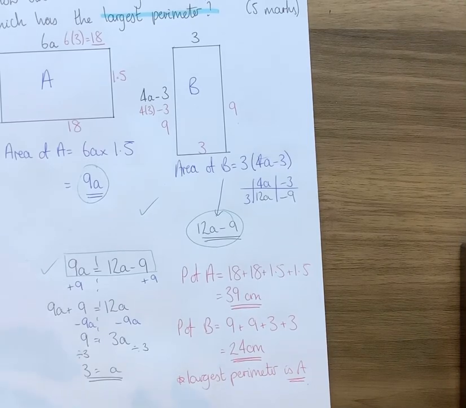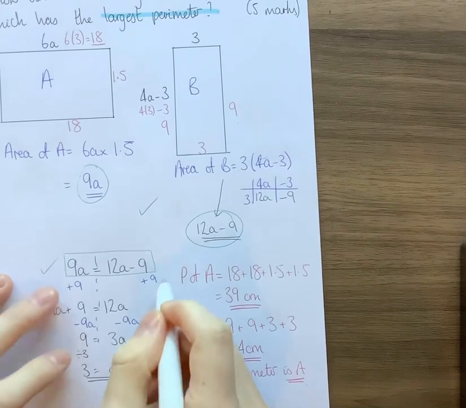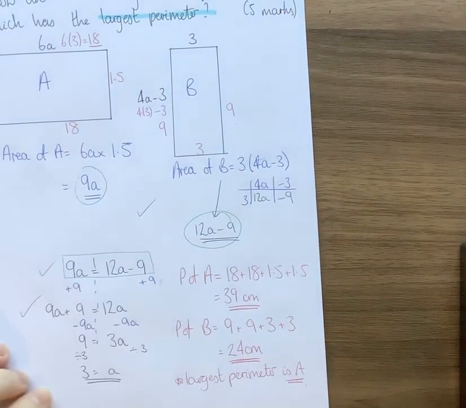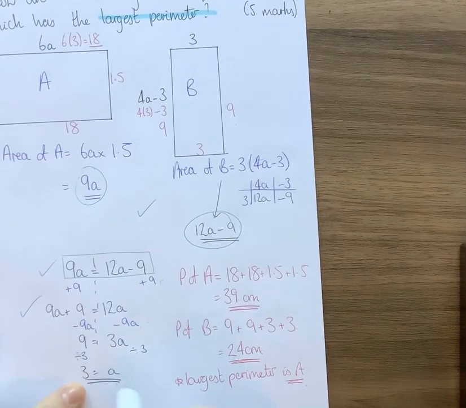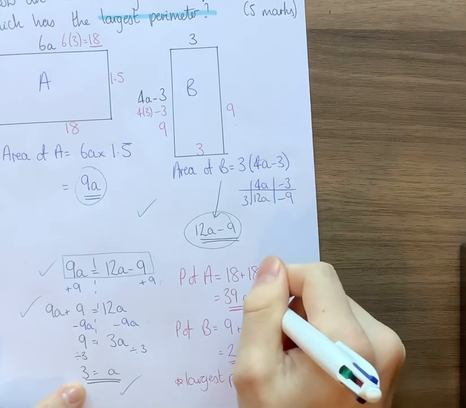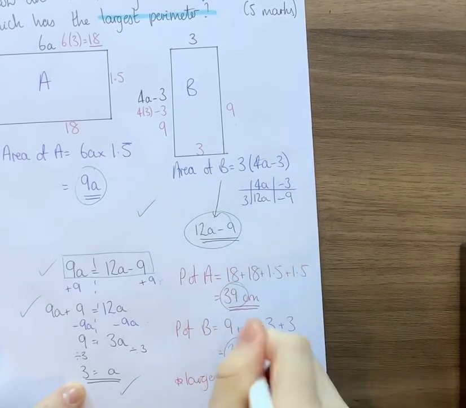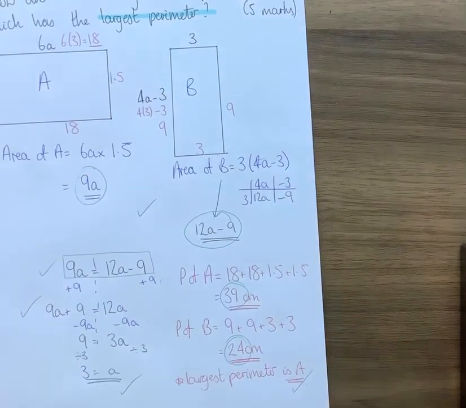Your third mark comes from trying to do something with it. So if you've got these bits in blue here, you get the third mark. The fourth mark is for finding that a is 3 and substituting it back in. And then your fifth mark is for having 39, 24 and showing that it's A. So there we've got a total out of 5.